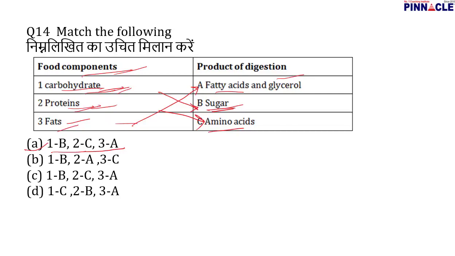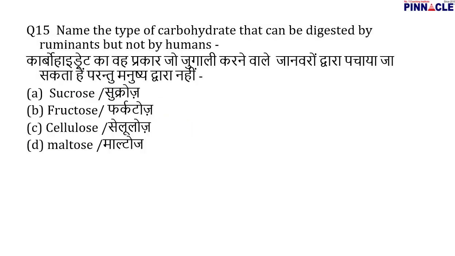Now after question number 14, we have question number 15: name the type of carbohydrate that can be digested by ruminants but not by humans. In this question, a particular type of carbohydrate has been asked, one that can be easily digested by ruminants, but cannot be digested by humans.